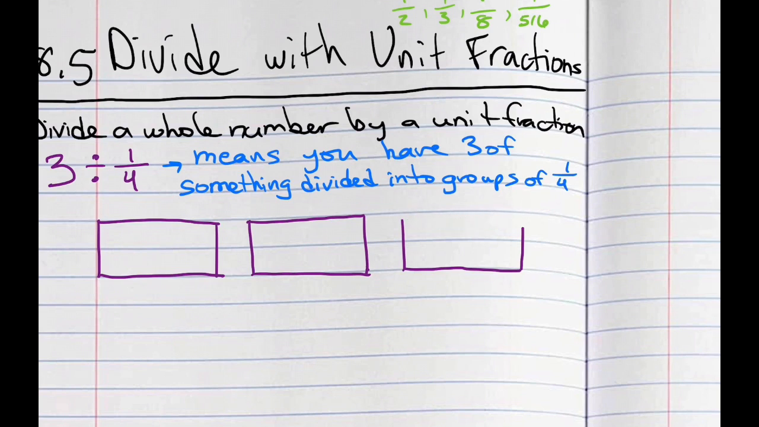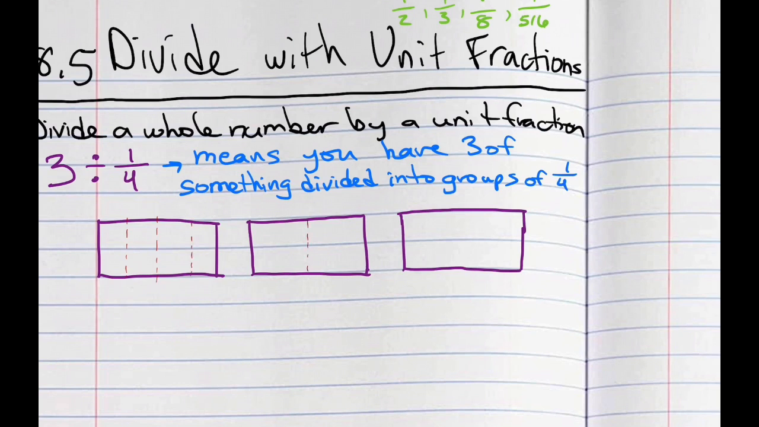Oops, let me fix that. I didn't like the way that looked. There we go. All right, so we've got 3 of something, and now we need to divide it. We're going to divide it into groups of 1/4. So for this drawing, I'm going to use a dashed line to represent that I'm dividing. That way it doesn't just look like a fraction, it looks like I'm dividing. So I need to divide it into groups of 1/4. The easiest way to do fourths is to split it in half and then split each half in half.